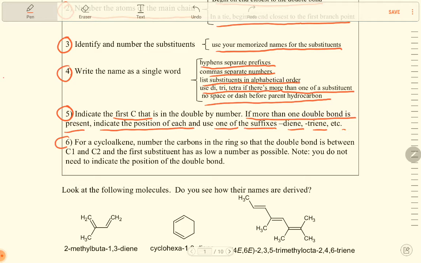Alright. And for 6, for a cycloalkene, name the number of carbons in the ring. Number the carbons in the ring so that the double bond is between C1 and C2 and the first substituent has the lowest number possible. Remember, you do not need to indicate the position of the double bond. So those are the rules and we are going to apply them in the exercises below.